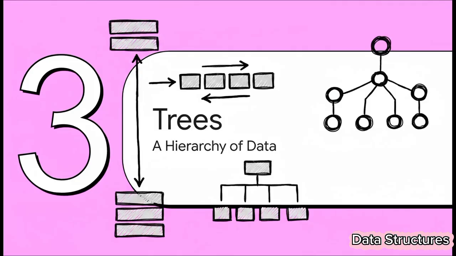So, stacks and queues are fantastic for data that exists in a straight line. But what about data that's, well, more complex? Data that has relationships, levels, and branches. You know, like a company's org chart or even your computer's file system. For that kind of hierarchical data, we need something a little more sophisticated: the tree.